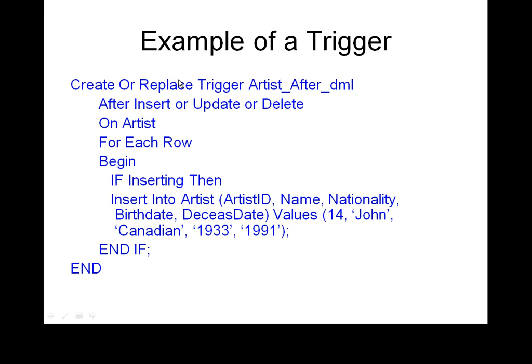This is an example of a trigger that can insert a row after an insert, update, or delete. We can insert a row, and the values for that row will be the values shown here, and that's a new ID for an artist. Then we end that argument and end the whole statement. So begin and end, and then this is the if statement, where it gives the action needed when a trigger is activated.